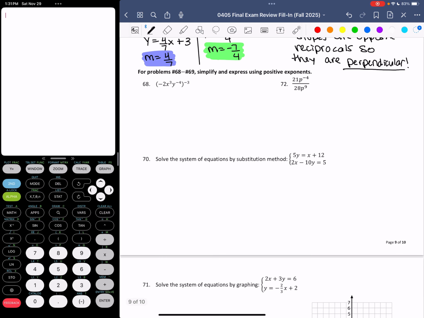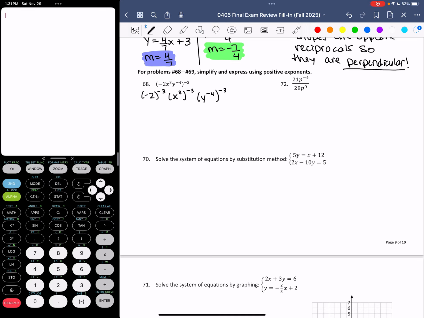Okay, 68 and 69, simplify and express using positive exponents. Okay, so 68 has a product of things raised to the same power. So in that case, product to a power, you need to take everything in the parentheses and raise it to that power. So negative 2 has to be raised to the negative third power. X to the third needs to be to the negative third power. And y to the negative fourth has to go to the negative third power.